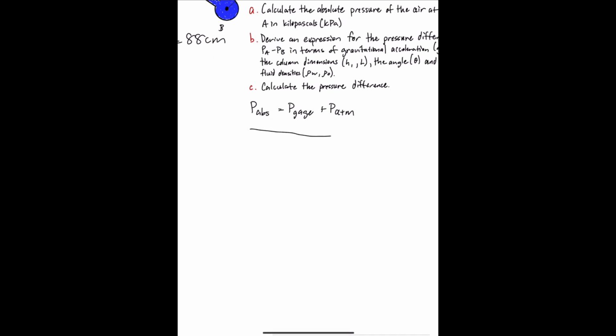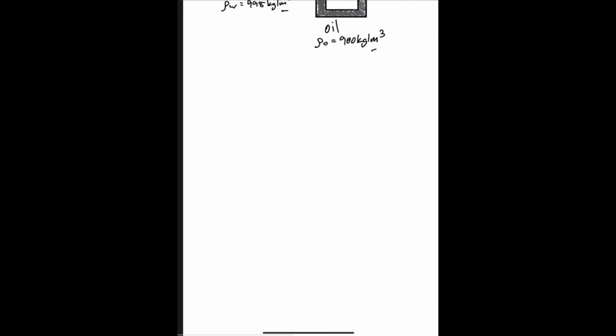So let's get started. The first part of this problem is to calculate the absolute pressure of the air at point A in kPa. And this concept of absolute pressure is a little different from gauge pressure. The difference is that you add the atmospheric pressure to the gauge pressure to get the absolute pressure. So we have this relation here, where the absolute pressure is equal to gauge pressure plus atmospheric pressure.